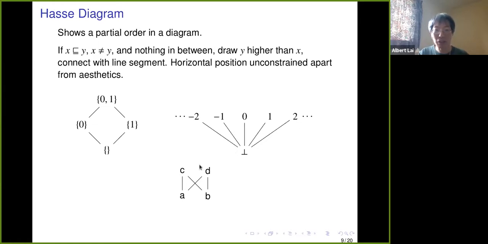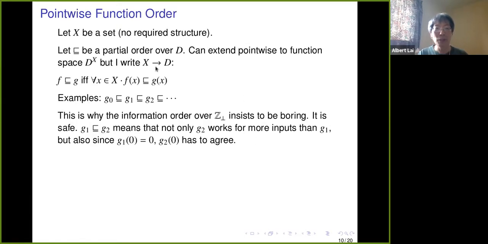This is a very interesting order. This is somewhat interesting as well. This is uninteresting, but that's because we need to use it to build up some useful and safe function order on function spaces.